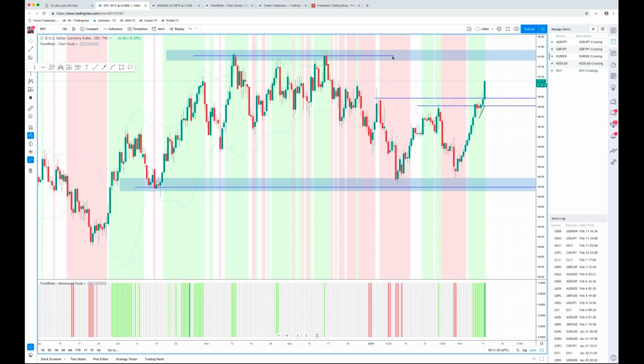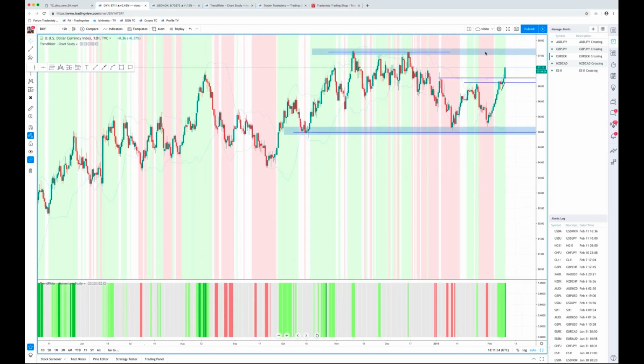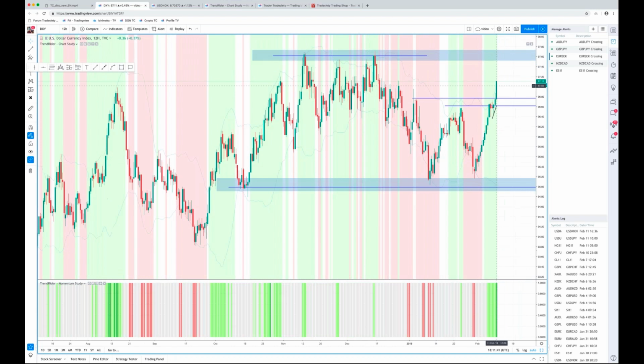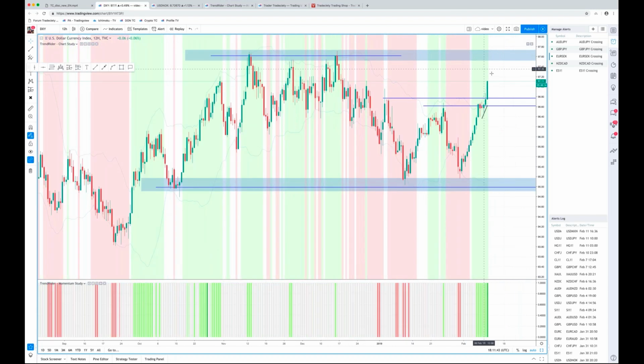Yeah, so the US dollar still has a bit of room here to the upside until we reach this level, 97.6. So it looks good for now, looks very strong. We do have some room here, price could continue higher. That wouldn't be a very unlikely scenario.